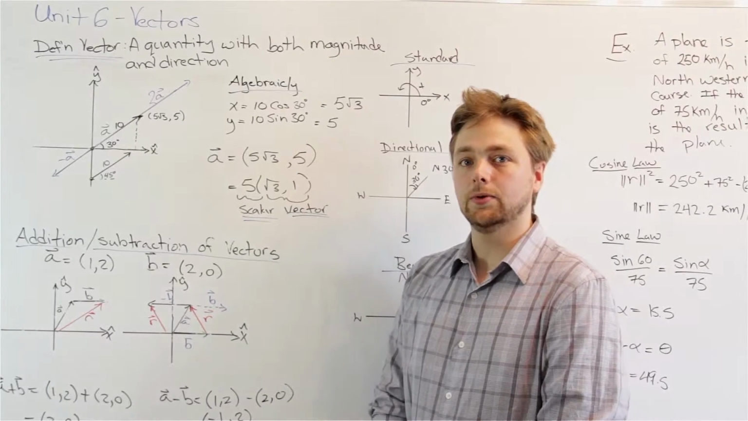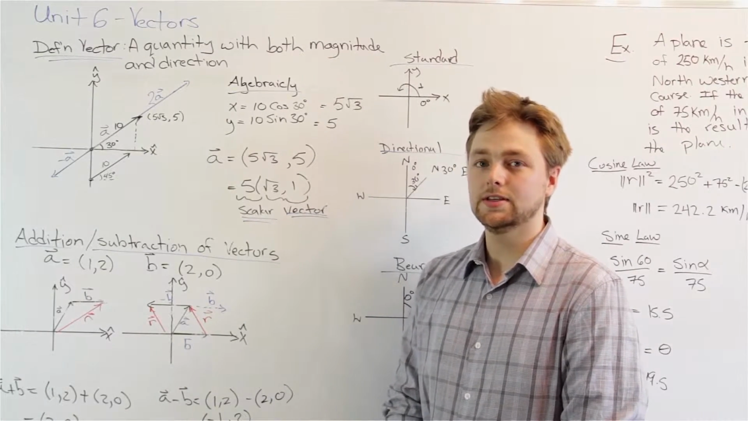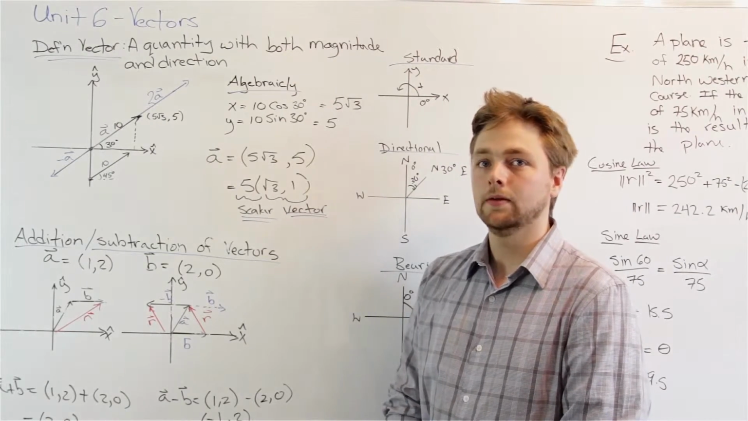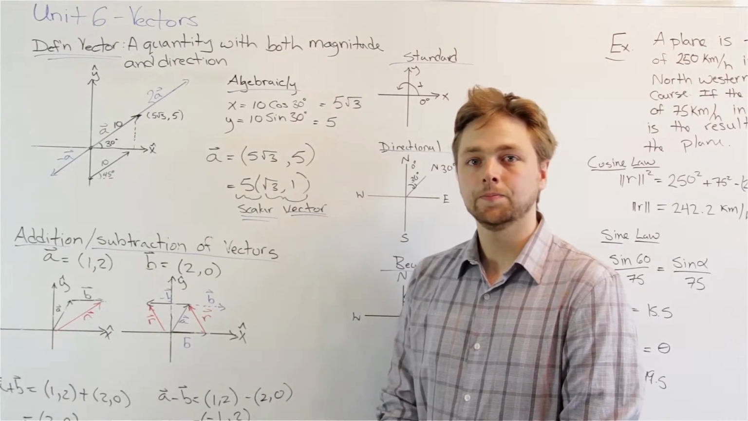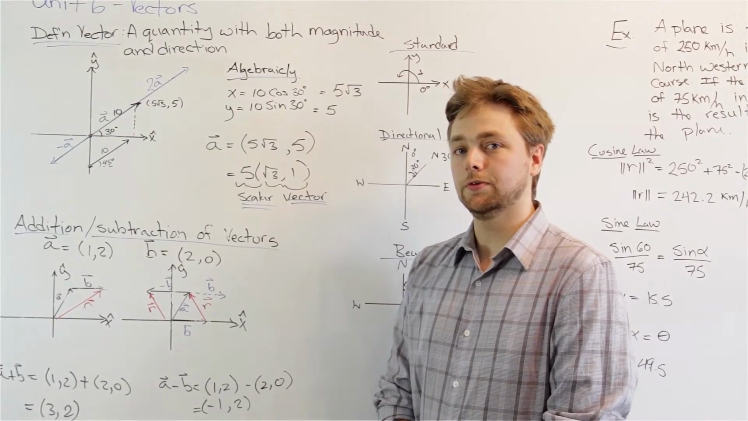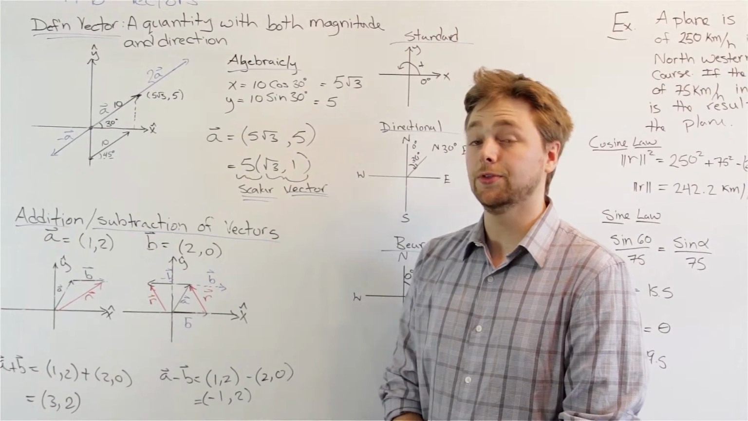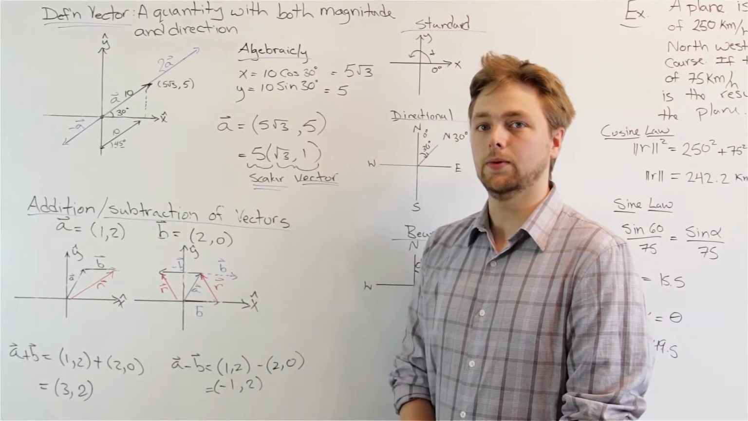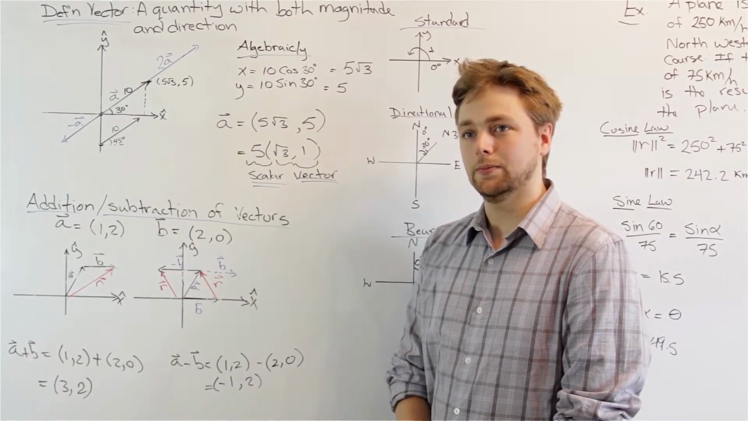We've made it halfway through the course. At this point, we're going to set aside the calculus techniques that we've learned and focus on a new topic, Unit 6, vectors. The definition that we're going to use for vectors will be a quantity that has both magnitude and direction. To give ourselves a little bit of intuition about what this will mean, let's talk about an example.